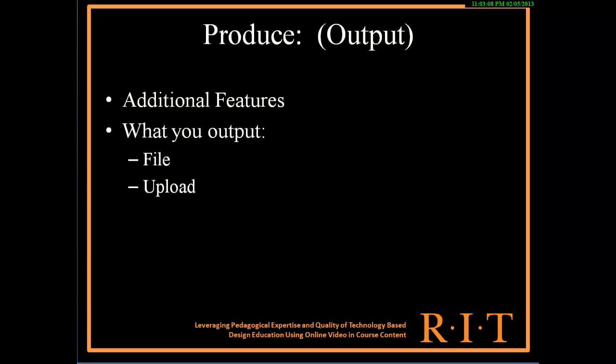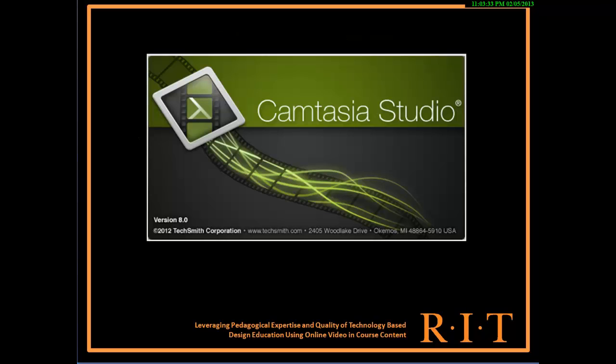And then the final step you'll move on to is an output of some sort. You can go directly to YouTube with Camtasia as well as some other services. You can also output a file, an MP4 file, which you could simply then upload to other video services. It's a pretty generic file type. So an MP4 would be good for, say, Vimeo as well. So let's move on to a quick visualization of Camtasia Studio.